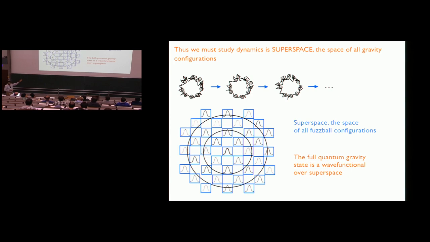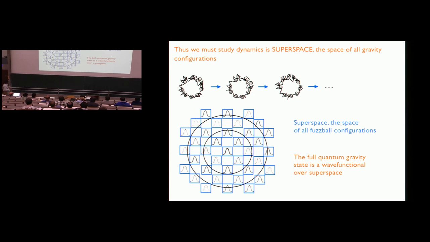There's this whole other space of evolution that you now have to study. Okay, what should we call this space? We just use the word superspace. This is not the superspace of supersymmetry, but you know that people in gravity call the space of all gravity solutions superspace. This is that superspace. So if you take the space of all solutions, well, most of them are fuzzball solutions, so the space of all fuzzball solutions, we'll call superspace.